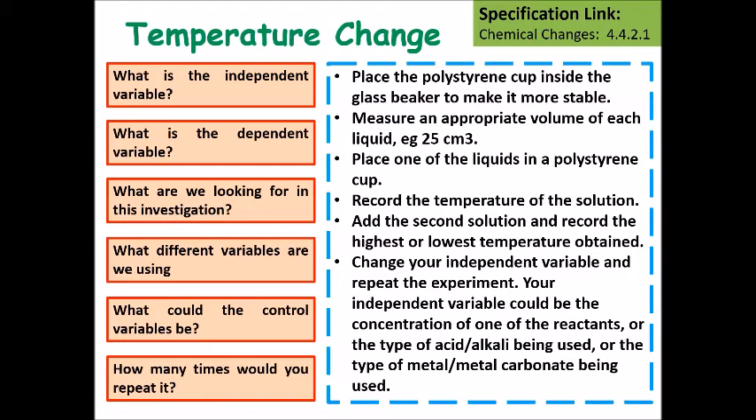Some of the control variables: the main one is making sure that we keep the same amount of acid each time. And finally, how many times would we repeat it? We would repeat it 3 times so that we can prove that our results are reproducible. The following short clip will run through how this practical can be carried out in the lab.